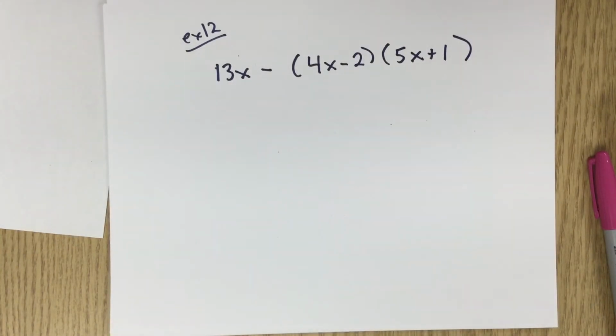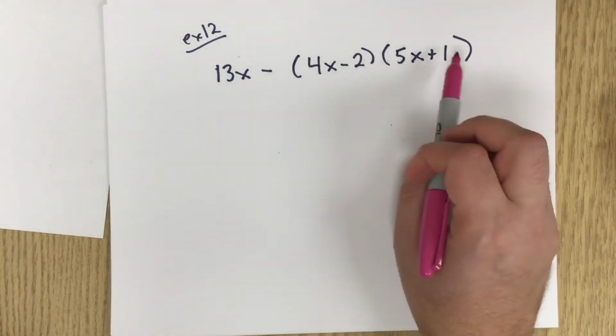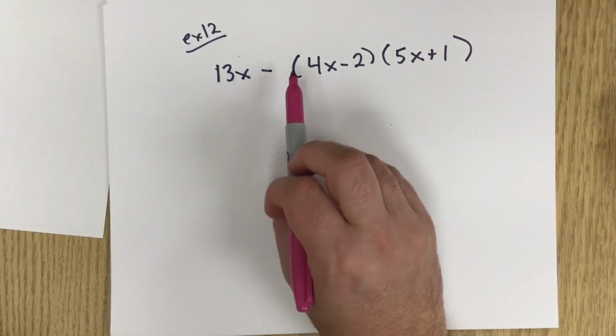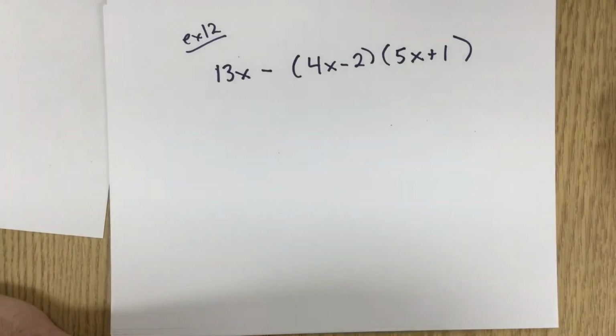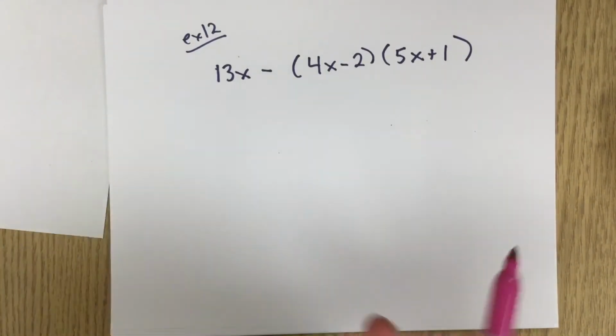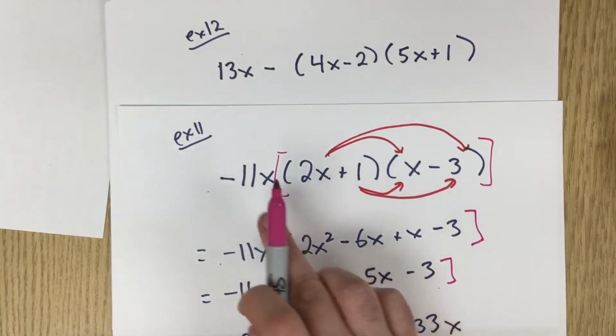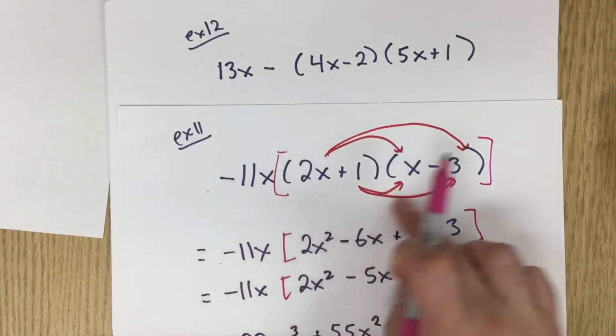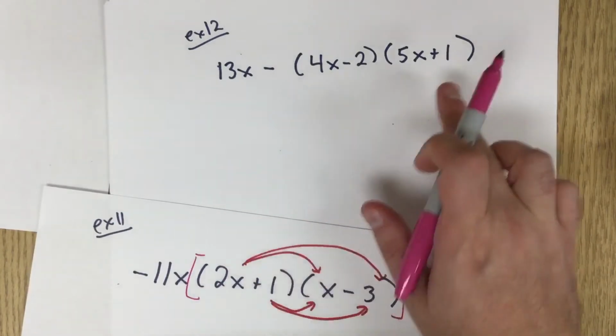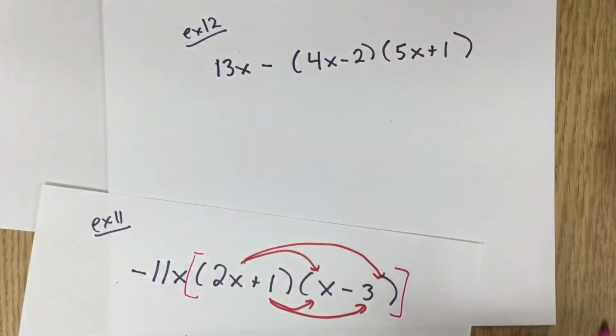Now, something that's very common to do here, and wrong, is to take this 13 and multiply it into those brackets. But the 13 is not next to the brackets, right? So the previous one, the minus 11 was right next to the bracket. So it was the minus 11x times those things. But this is not that. This is 13x minus those things.